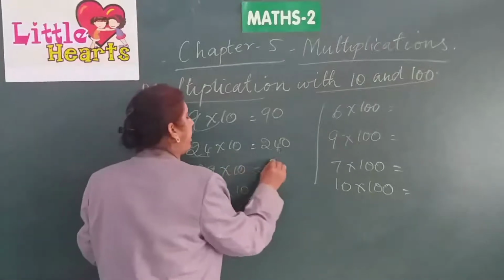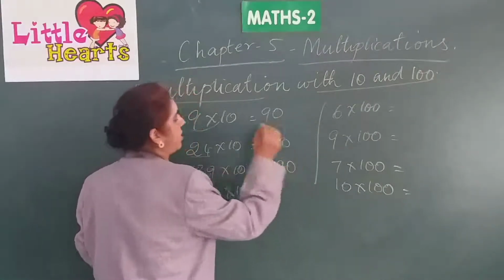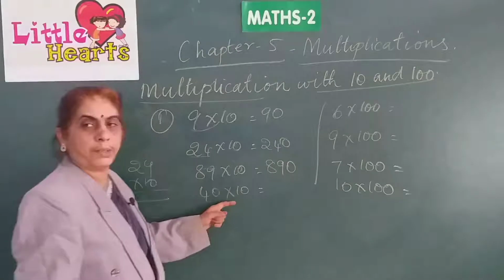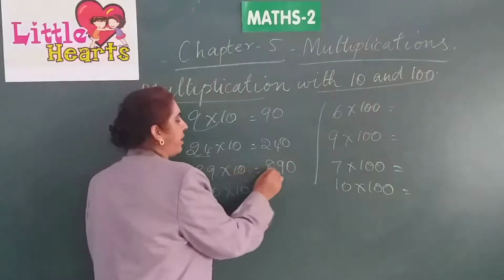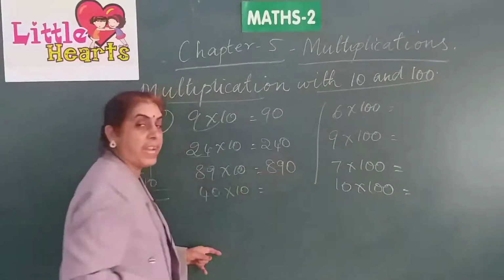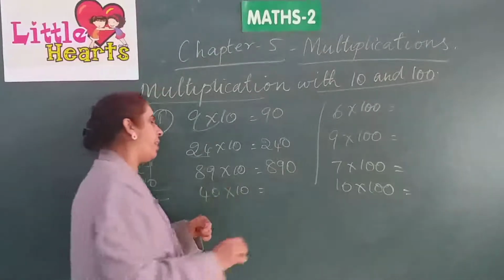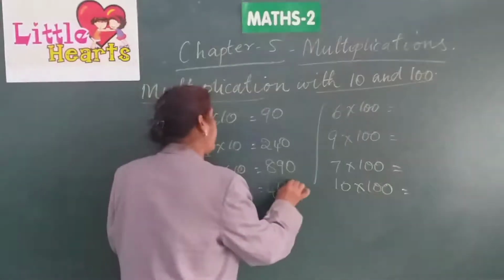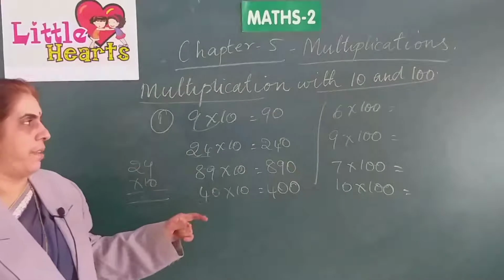89 into 10, 89 followed by a 0, it is 890. 40 into 10, 40 followed by a 0, that is 400.